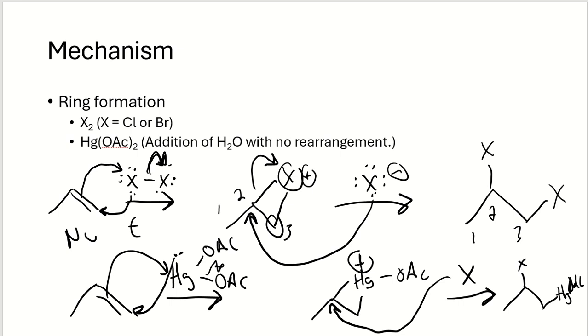So that is the ring formation process for the addition to a double bond mechanism. The next video I'm going to do is going to move into what is known as syn or anti-addition. After that, we'll look at specific examples of addition reactions.